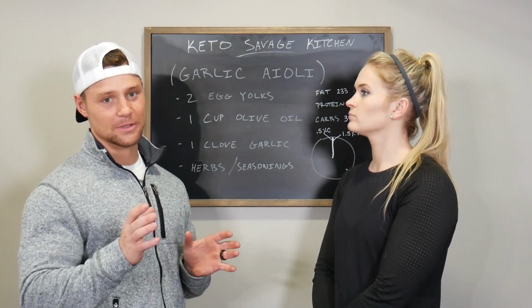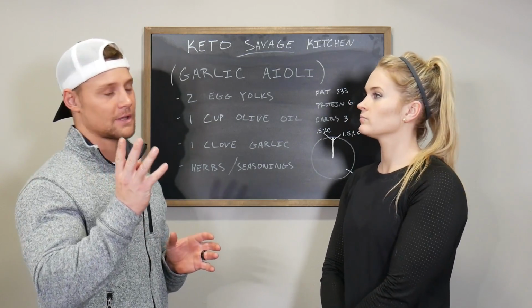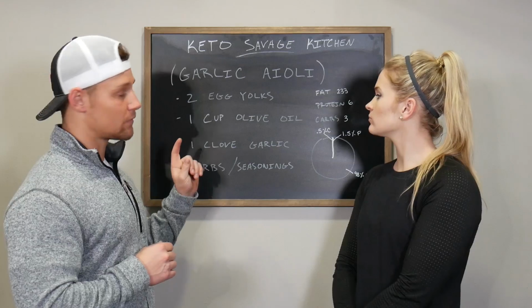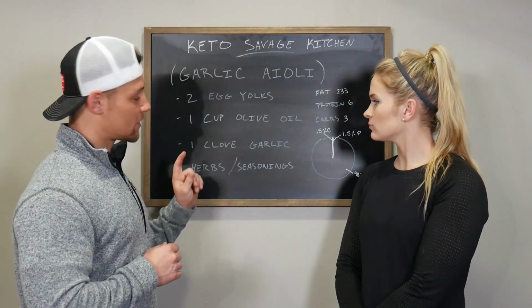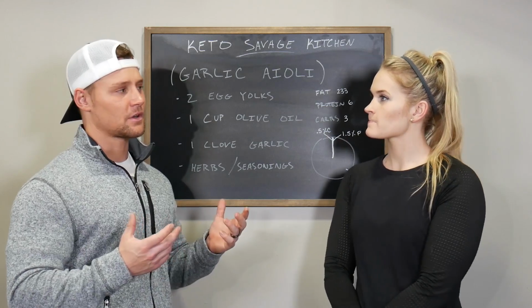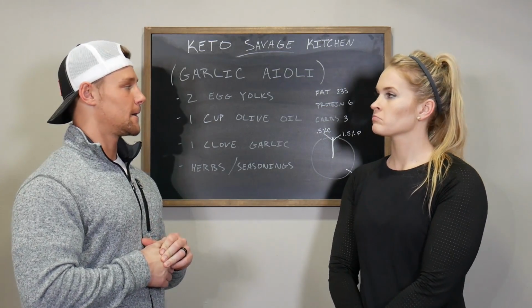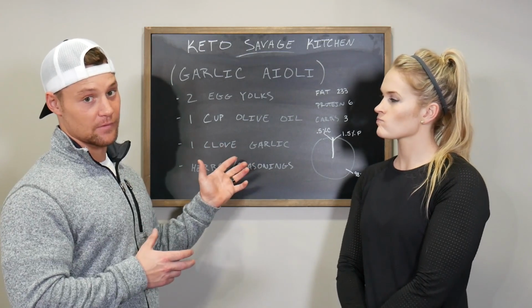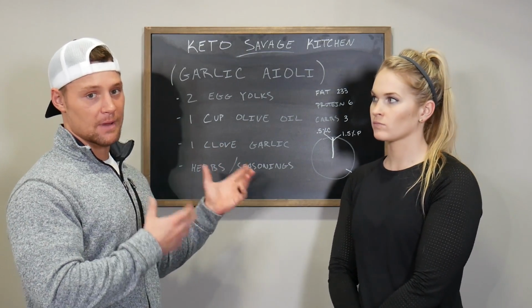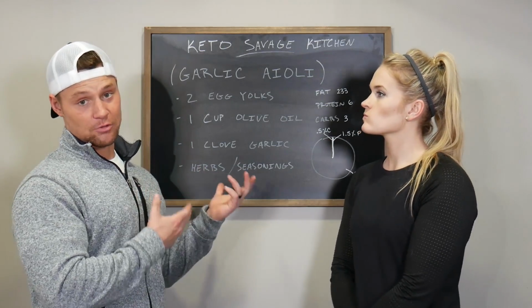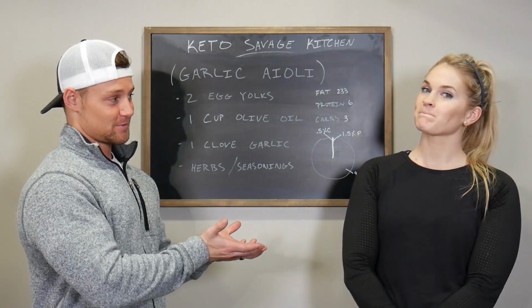Following suit with our simple ingredients, we have 4 ingredients: 2 egg yolks, 1 cup of olive oil, 1 clove of garlic, and whatever herbs and seasonings you want. I think we're going to use cilantro. This is obviously not something you would eat in one sitting. It's a cup of olive oil, but you can make it in a batch and use it going forward. And these ingredients yield these macros.